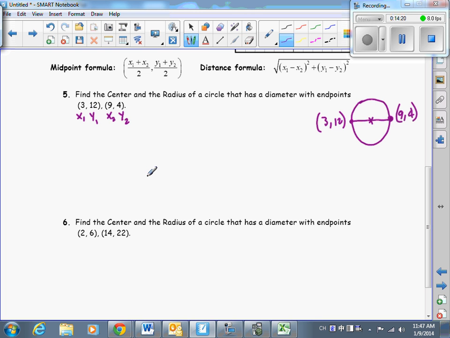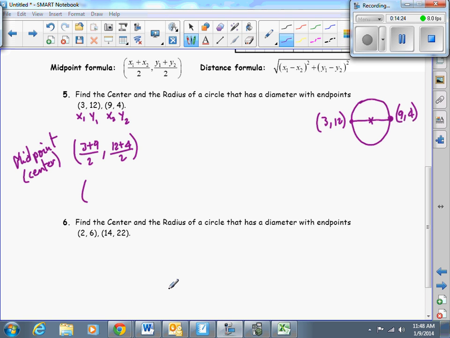Use whatever tool you can to find the center. Once you find it, let me know. You understand that the midpoint is also the center, right? So if I use the midpoint formula, I will find the center. Now, I have 3 plus 9 over 2. What's 3 plus 9? 12. Divide by 2, 6. 12 plus 4? 16. Divide by 2? 8. Note that all you found there was the center.